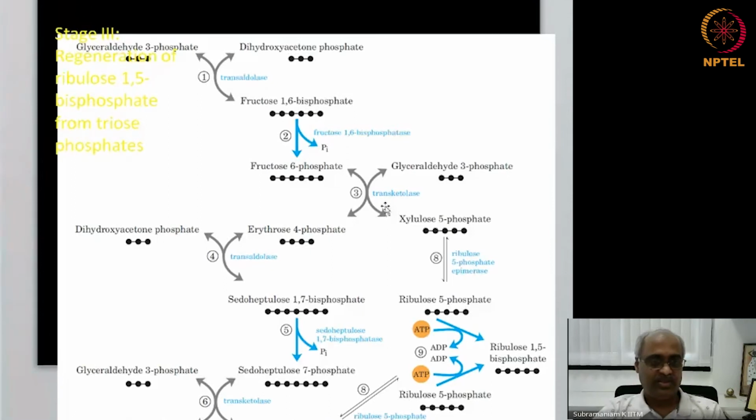So you have 6 plus 3. So you have got 9. Out of the 9, you make 1 4 and 1 5. So the numbers are correct. That is the third step. Transaldolase. Here the aldehyde group is transferred, converting this into ketose. And then the second step is removing the phosphate. Third step is again the transfer of the carbons from a ketose to an aldose.